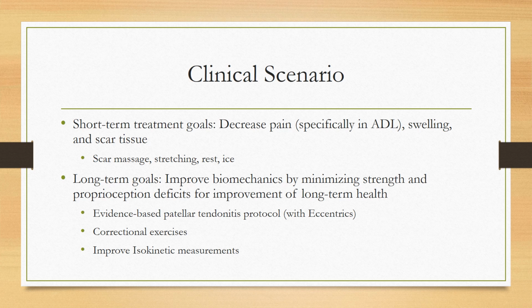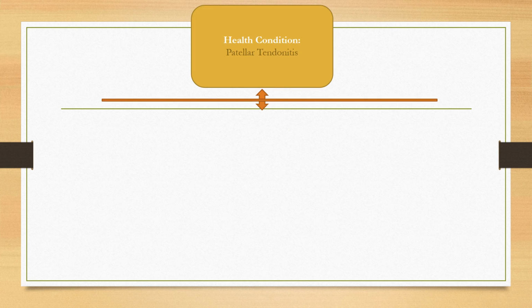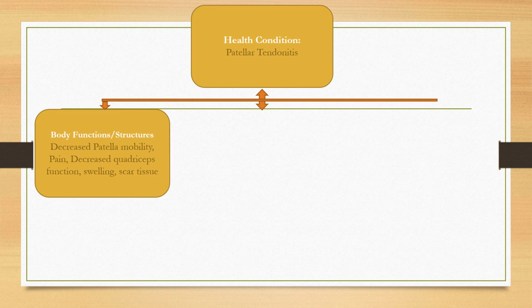We'll do this by using an evidence-based patellar tendonitis protocol with eccentric exercises, using correctional exercises, and improving her isokinetic measurements through exercise. When we look at this injury through the disablement classification model, we see that the health condition is patellar tendonitis, which affects the body function and structures. This is decreased patellar mobility, pain, decreased quadriceps function, swelling, and scar tissue.